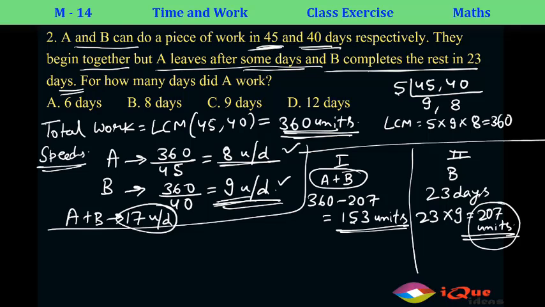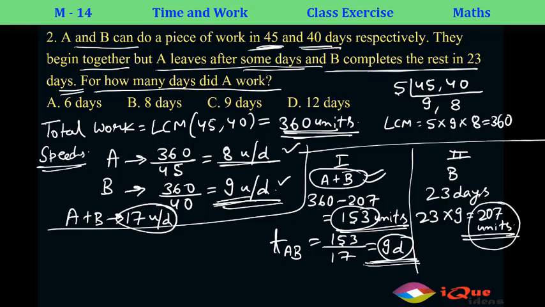So at the rate of 17 units per day, the time taken by A and B together to finish 153 units will be 153 divided by 17, which is 9 days. That means A and B together in the first part worked for 9 days. Now what is the question asking? For how many days did A work? So A worked only for those days when A and B worked together, and that is 9 days. So the answer of the question is C option, 9 days.